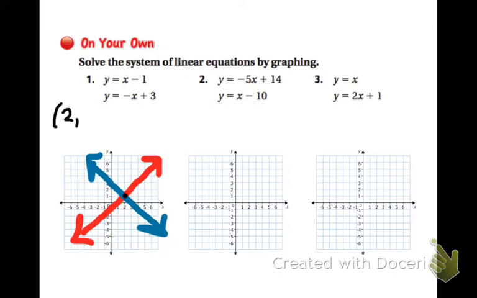So I think that my solution is 2, 1. And the only way to know for sure is to substitute it in. Remember, this is the x-coordinate, this is the y-coordinate. So I would say 1 has to be equal to 2 minus 1, and 2 minus 1 is 1, so it is. Okay, and then I've checked it off. It's true. I checked the second equation. 1 has to be equal to the opposite of 2, plus 3. Well, -2 plus 3 is equal to 1, so it does work. So that is the solution, 2, 1.